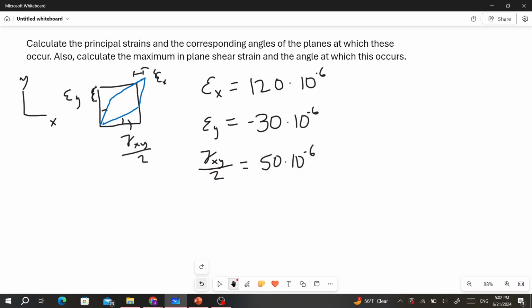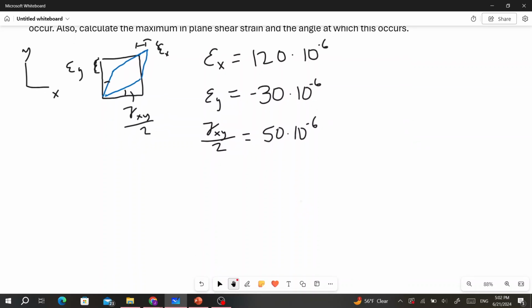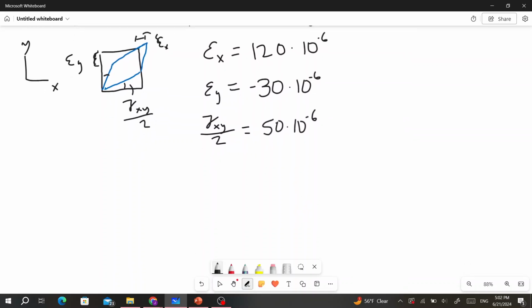So if we were to make some strain measurements, we can say that what we'll use for our strain in this problem is epsilon x equal to 120 microstrain, epsilon y is negative 30 microstrain, and gamma xy over 2 is 50 microstrain. Alright, so the first thing we're going to do is calculate what our principal strains are. To do that, we will use the principal strain equation.